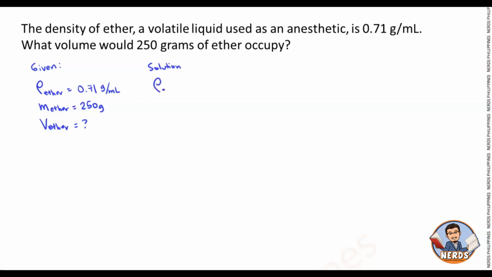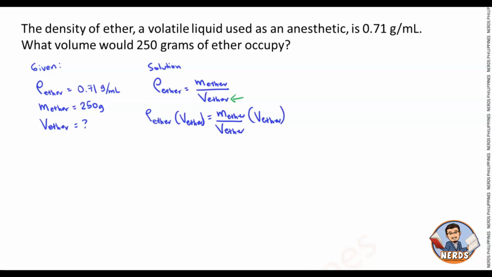So, ang formula natin, density ng ether is equal to mass ng ether over volume ng ether. So, in this case, ang required sa atin is to find yung volume ng ether na kailangan to occupy the 250 grams of ether. So, in order to do this, we are going to multiply both sides of the equation by the volume of ether and divide it sa density ng ether. First, we multiply both sides, the volume of ether times volume ng ether is equal to mass ng ether over volume ng ether times volume ng ether. So, sa right hand side ng ating equation, makakancel yung volume of ether.